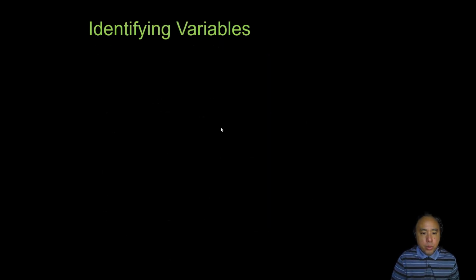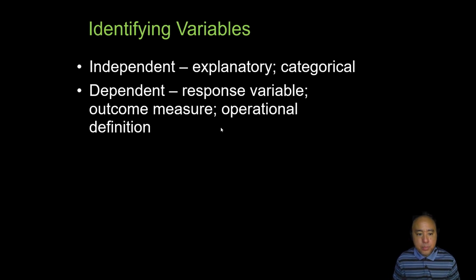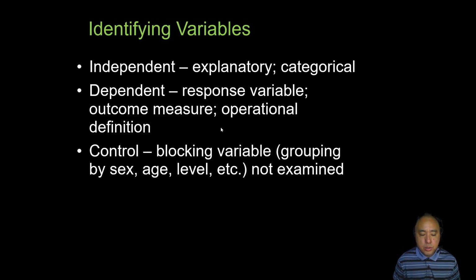Cool. So before we talk about these hypotheses, I wanted to give a quick review on the different types of variables. If you've taken my undergrad stats course, or any stats course or research methods course, a lot of these terms should be familiar to you. So an independent variable is explanatory in nature. It's also typically categorical, where they categorize by groups. The dependent variable is the response variable. That's typically your outcome measure that operationally defines, as I mentioned earlier, your hypothesis and research question.